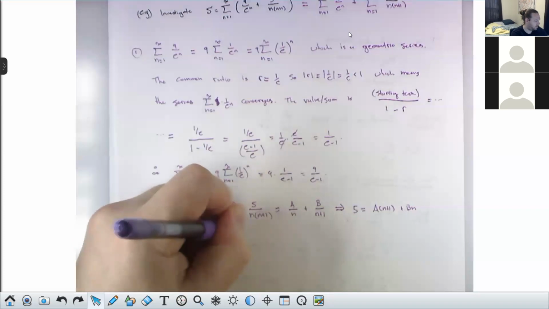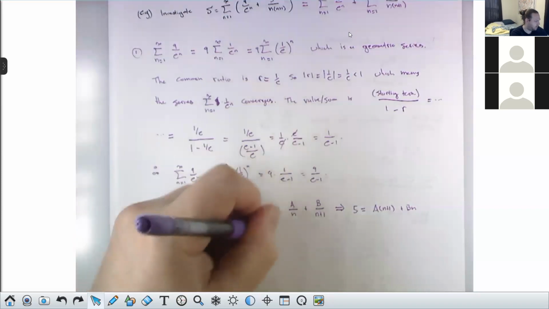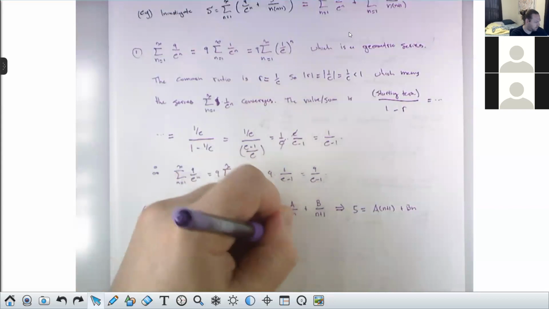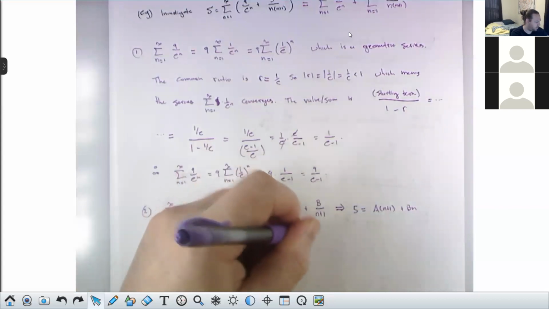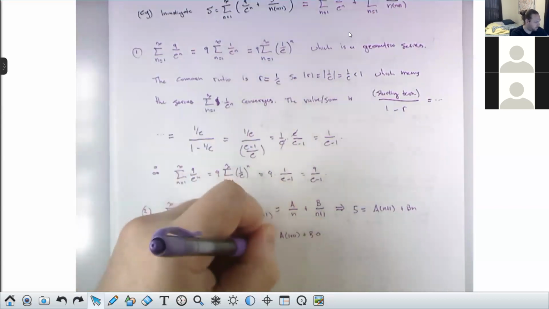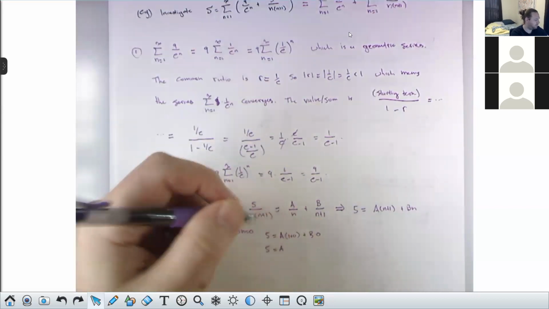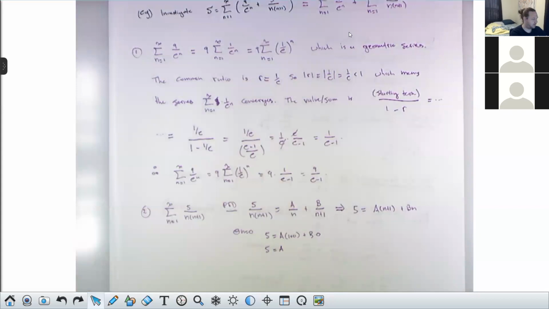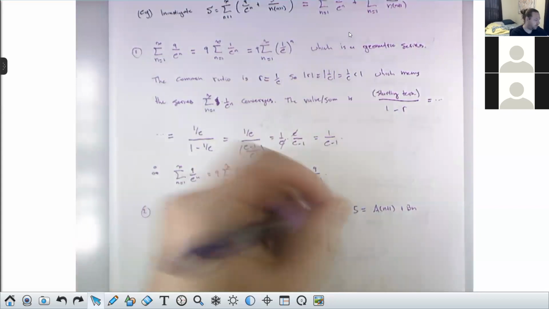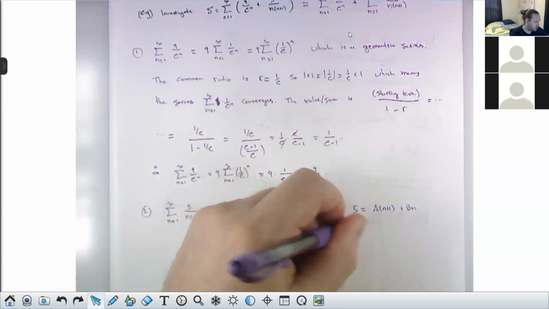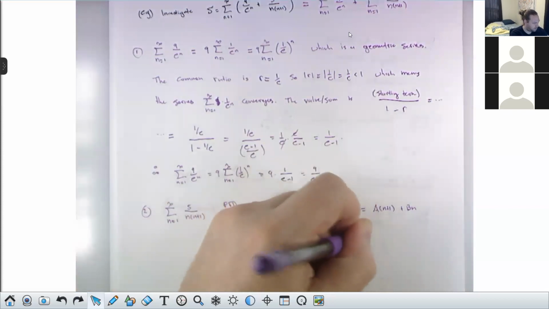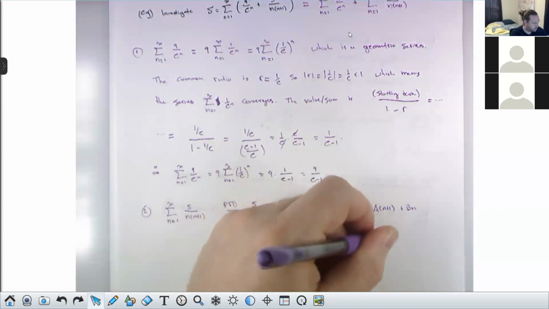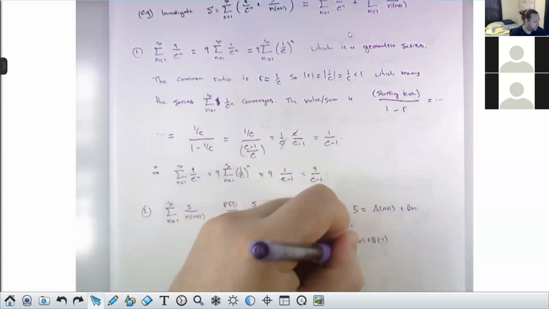If I evaluate that at n equals 0, I get 5 equals a times 1 plus 0 plus b times 0, so 5 is equal to a. And if I evaluate that expression at n equals negative 1, I have 5 equals a times 0 plus b times negative 1, which means negative 5 is equal to b.